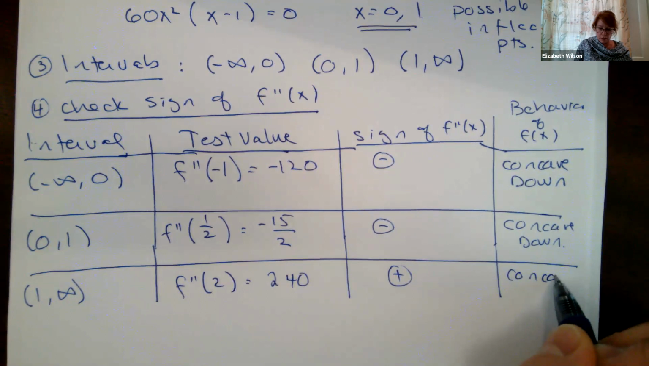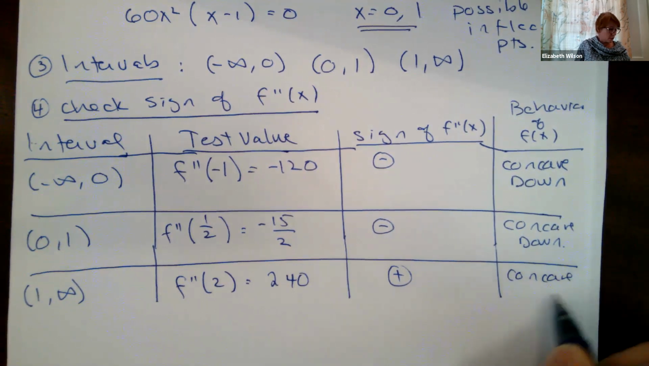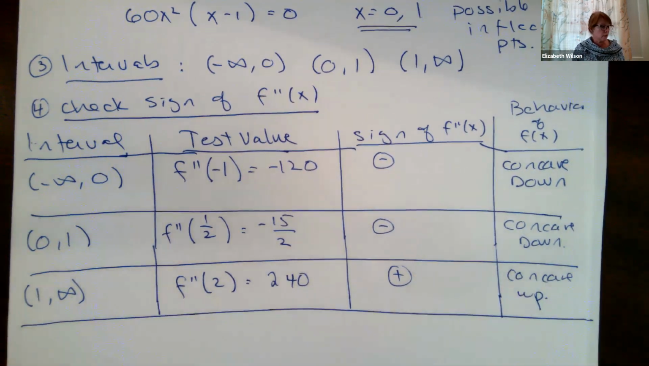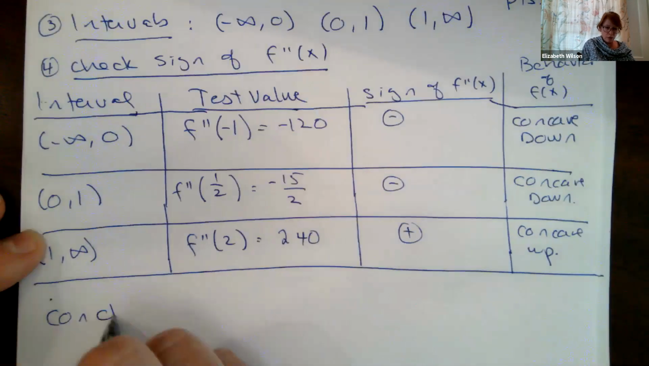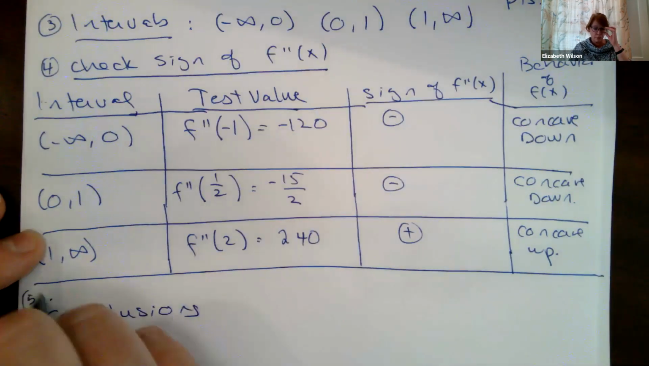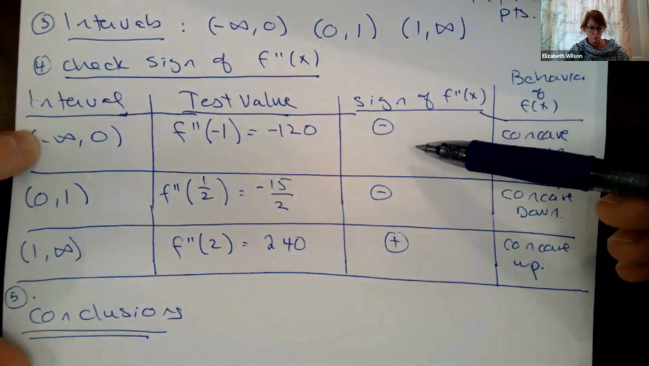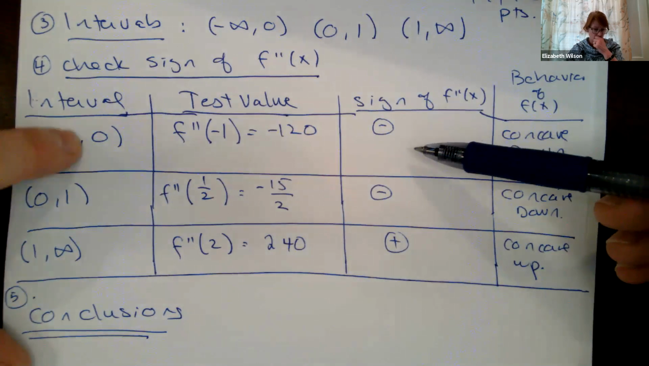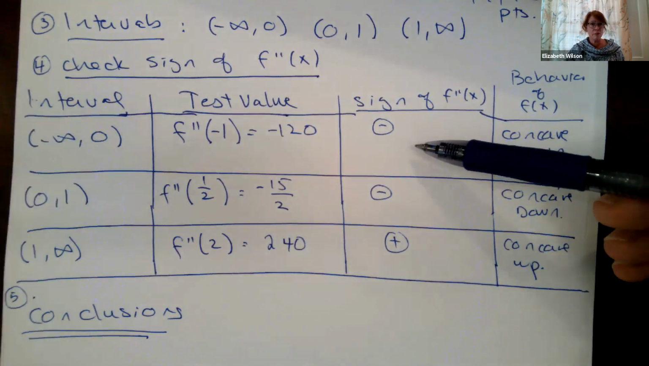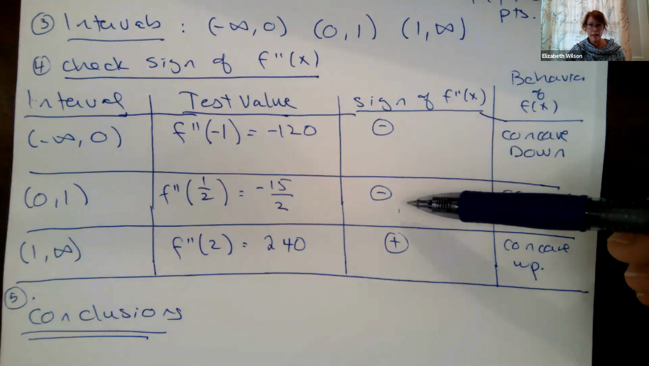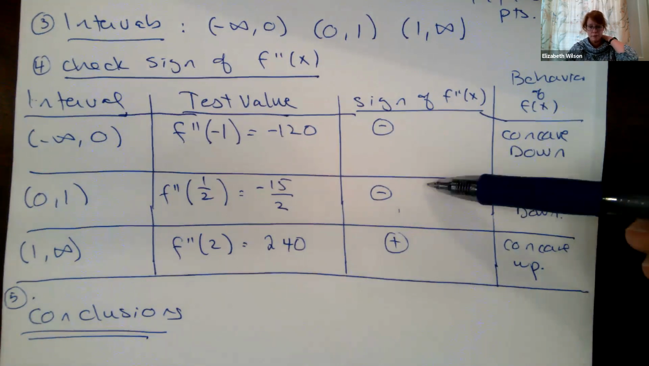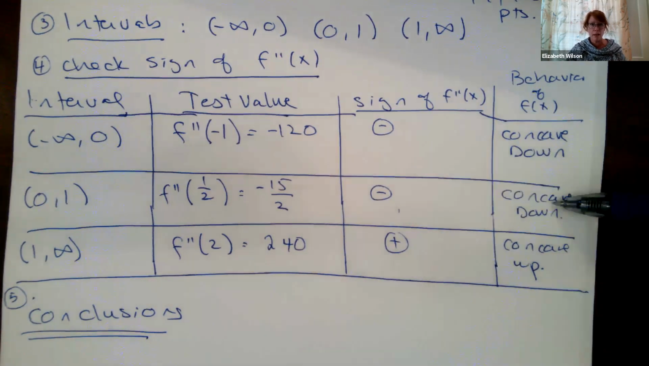So let's take a look at our table and then draw some conclusions about what we're seeing. So the conclusions we want to draw. I'm looking at my second derivative, and I see what I think is an inflection point at x equals 0, but right around x equals 0, my second derivative does not change sign. It's always negative on both sides of x equals 0. It's concave down, concave down.